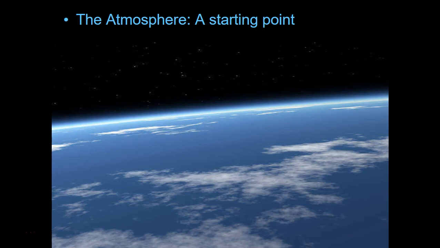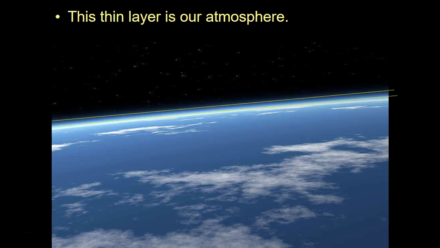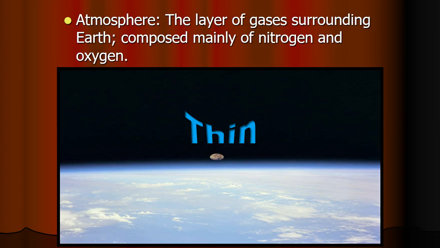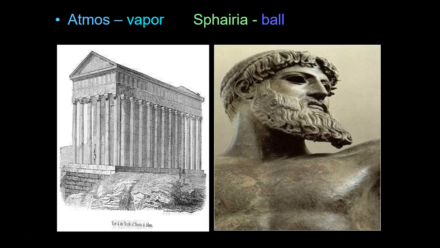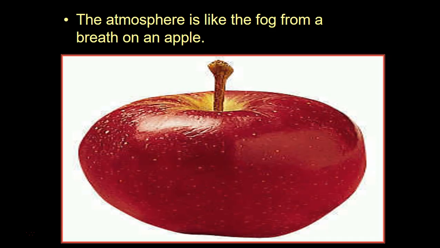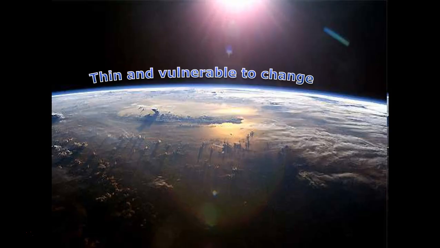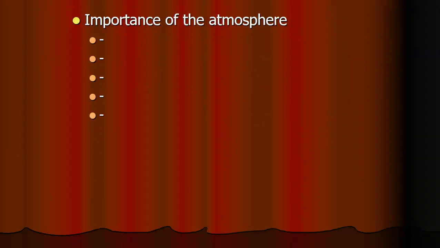So we're going to be starting with the atmosphere. The atmosphere is this thin layer that surrounds the Earth. It's a layer of gases composed mainly of nitrogen and oxygen. It comes from the Greek words atmos and sphaira, which means a ball of vapor. And it's so thin, it's like if you breathe onto an apple and the condensation, the fog that's on it, that's the same thickness as our atmosphere. So because it's so thin, it's very vulnerable to change.